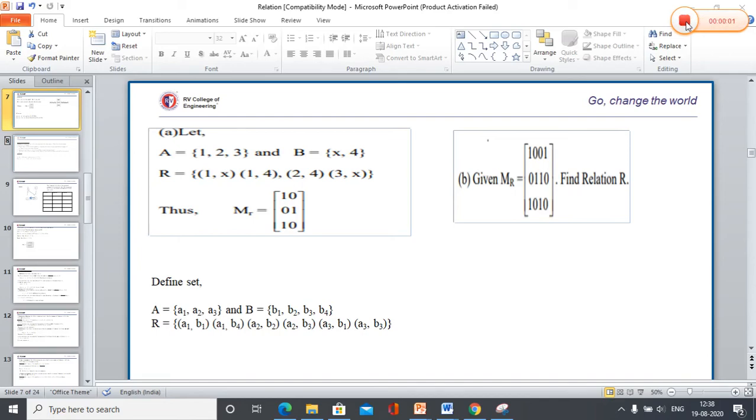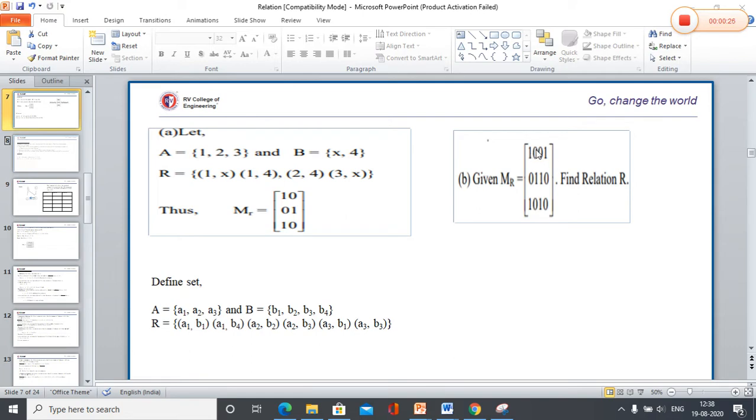In continuance to my previous video lecture, in this class, I'll discuss the next few topics of relation. So in last class, I was discussing the matrix representation of a relation. So this problem I was discussing here, if I have ordered pair representation, I can write the matrix representation. If I have a matrix representation, I can write the ordered pair representation.